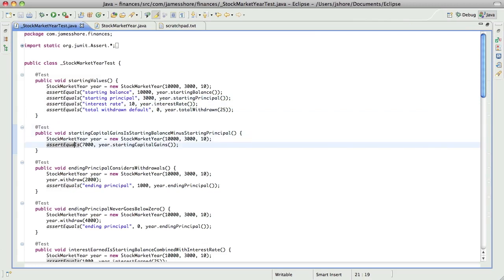Okay, so we have starting capital gains is starting balance minus starting principal. Do I even care about starting capital gains? I don't know why I would.